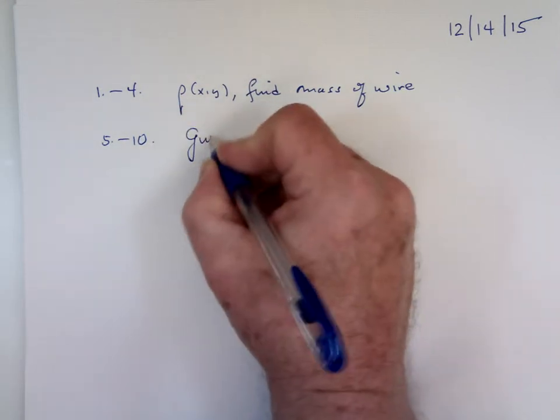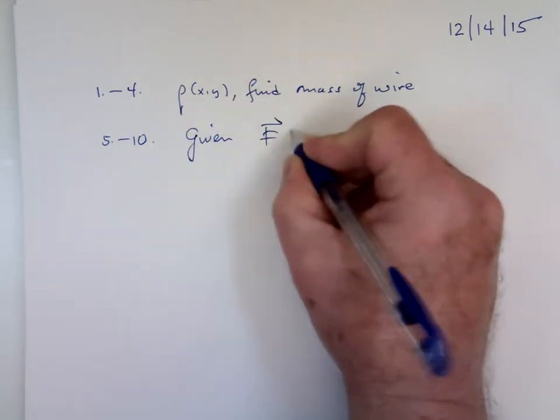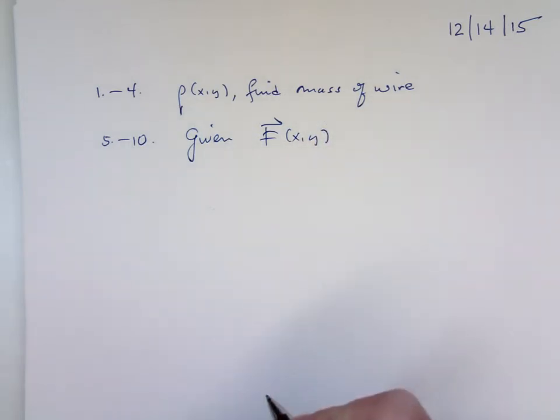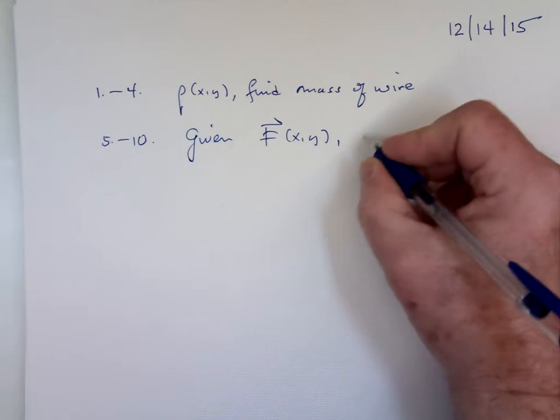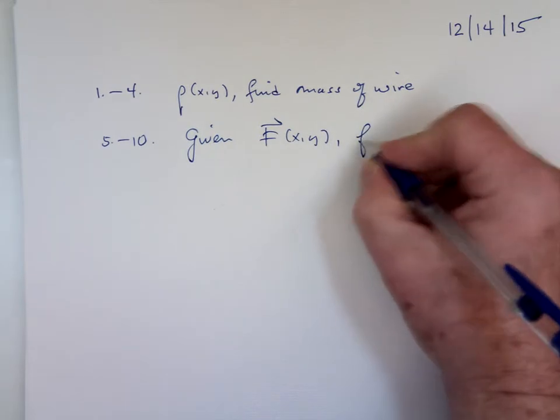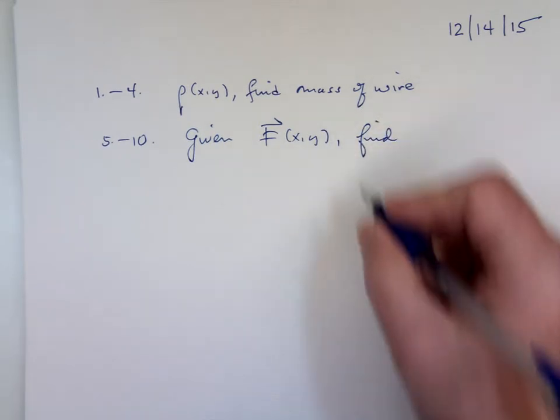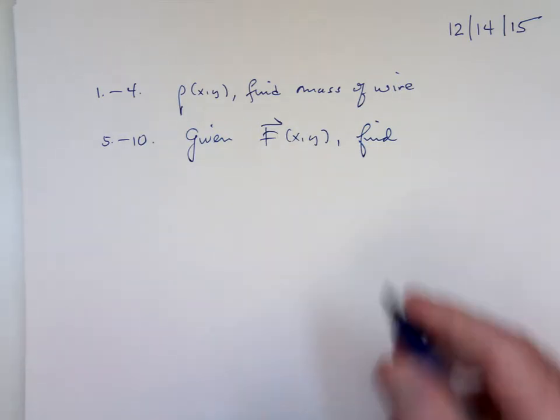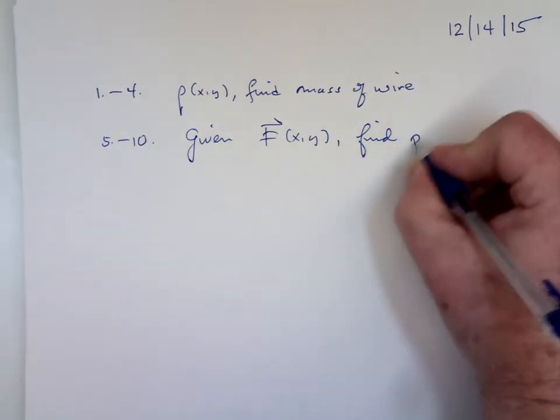Given a vector field, determine whether it's conservative, find potential function. I'm going to just tell you right now. If I ask you to find the potential function, you know it's a conservative field. So find potential.